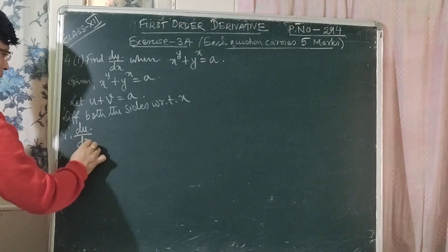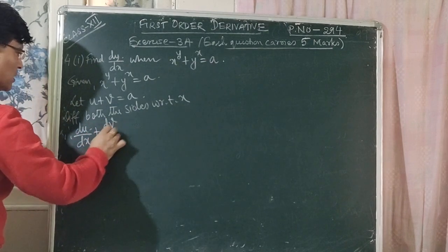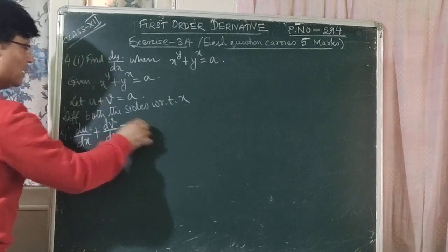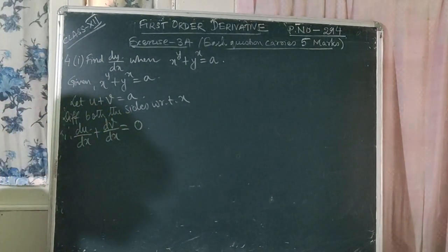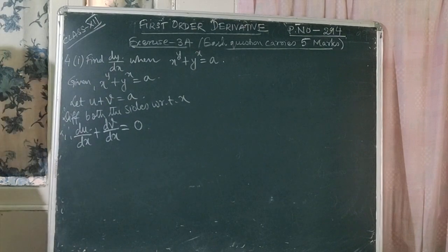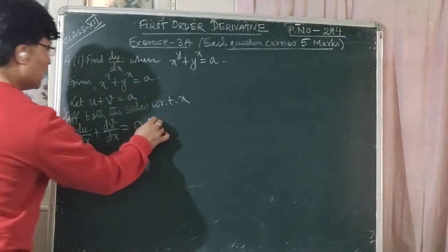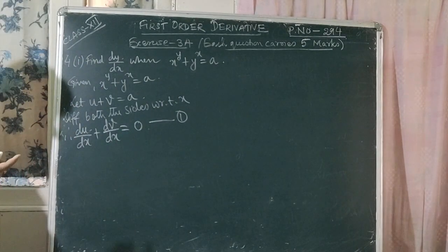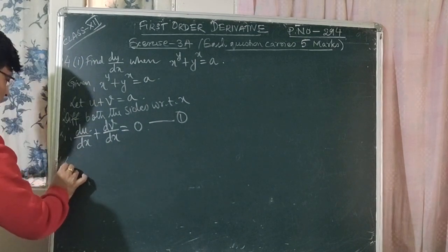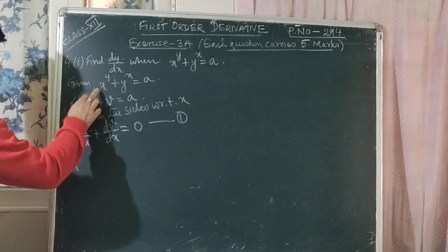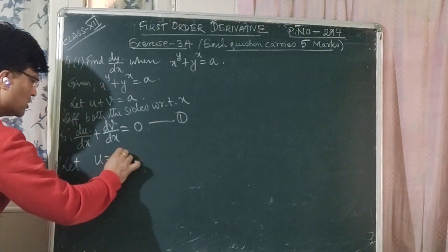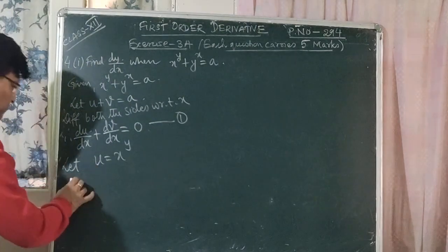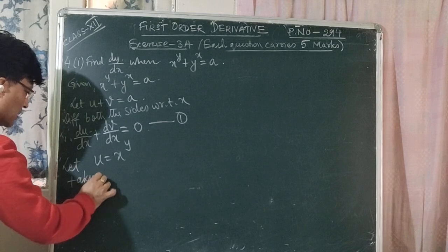It is du by dx plus dv by dx is equal to, what is d by dx of a? It is 0 because a is a constant quantity. So its differentiation is always 0. So let us mark it number 1, and now let us find out the value for du by dx. Okay, so what was u? u is equal to x to the power y. Now take log on both the sides to differentiate it.